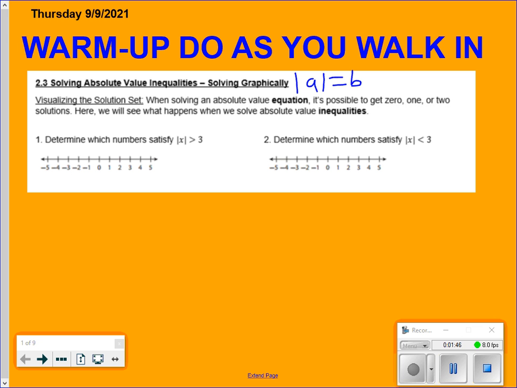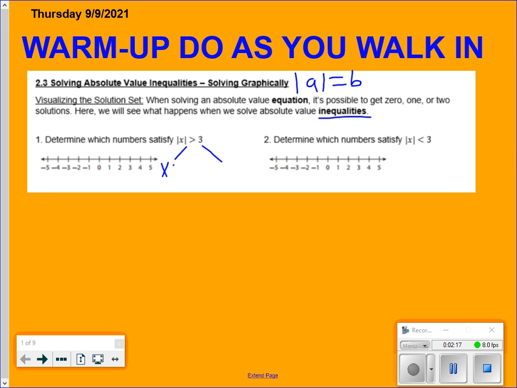All right, but today what we're going to see is what happens when we have an inequality instead of an equal sign. So for number 1, we're going to determine which numbers satisfy the absolute value of x is greater than 3. Remember, to get rid of the absolute value, we need to take into consideration that everything inside the absolute value can be positive or negative. So that x term can be positive or it can be negative. That's why we make 2 cases.